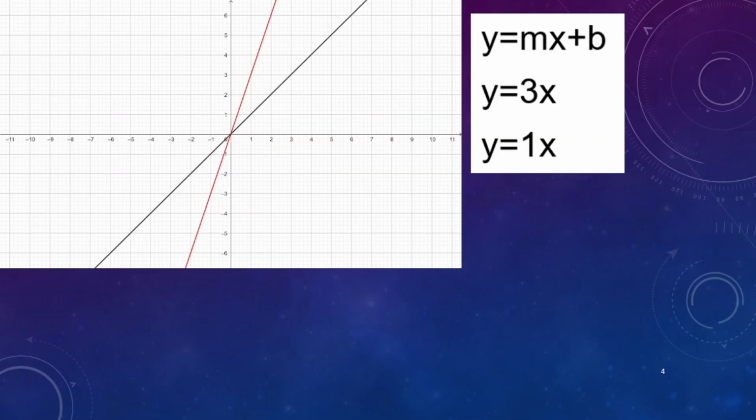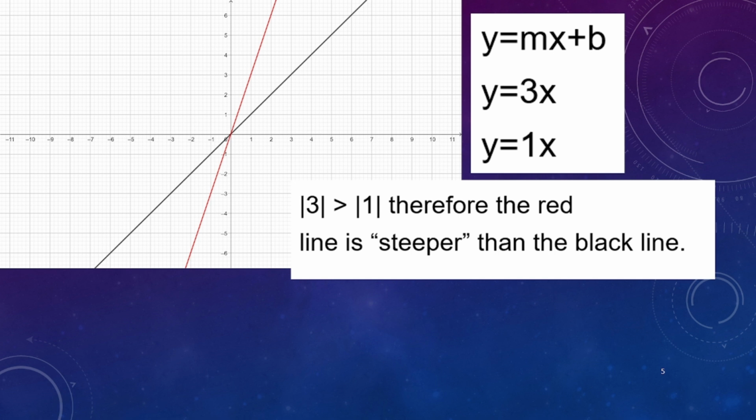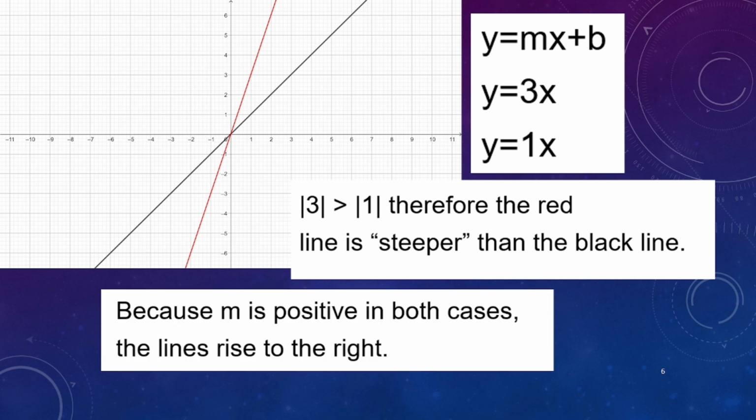Today, we want to use the idea of slope to help us in our understanding. You will recognize this simple formula, y equals mx plus b, and I've drawn two lines, y equals 3x and y equals 1x. Because 3 is greater than 1, the red line is said to be steeper than the black line. Because m is positive in both cases, the lines rise to the right.